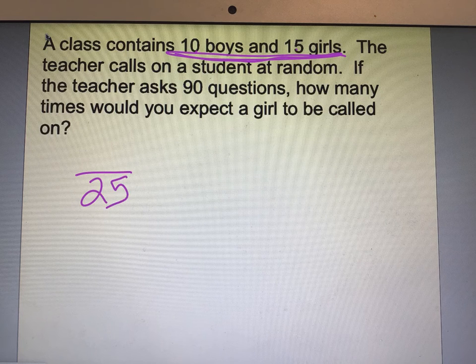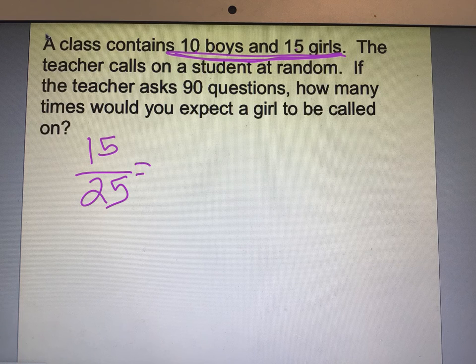So there's 25 kids in this room, and the chance of a girl being picked would be 15 out of 25. So that's your step one: figure out how often it should happen. But step two is, that's how often 15 out of 25 are going to be girls when you call on them. But now you're not going to ask 25 questions, because if you ask 25 questions, 15 times you should be calling a girl. You're going to ask 90.